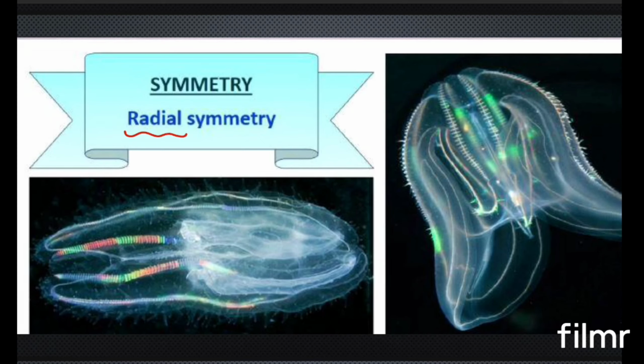That means you will get equal halves if you are cutting that organism, which is the plane which is passing through the central axis, right? So you will get equal halves. So that's why they are telling this is radially symmetrical in any plane, right? So that's why they are radially symmetrical. Mostly Cnidarians are also radially symmetrical, and also this Ctenophora also radially symmetrical.